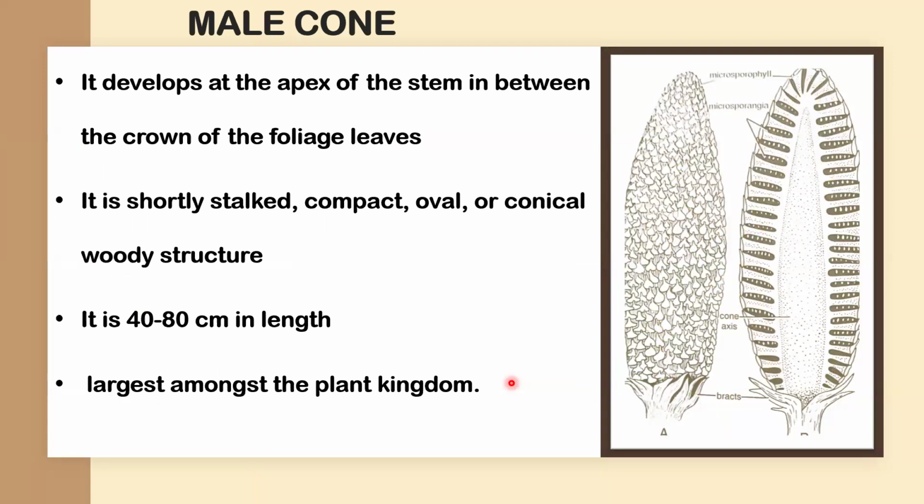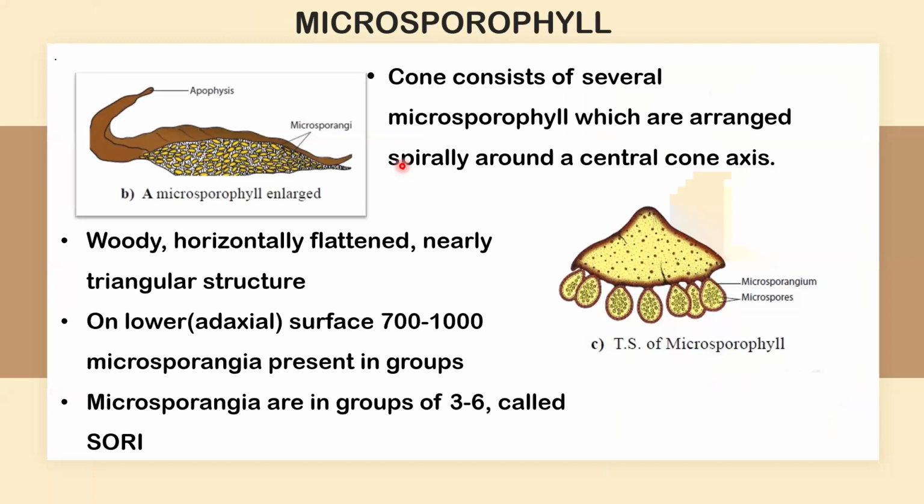This was all about the male and female reproductive structure. Now, studying in depth, we've come back to the male cone. As we discussed earlier, male cones are the male reproductive structure and they develop at the apex of the stem in between the crown of foliage leaves. They are short, compact, oval, conical, woody structures and largest among the plant kingdom. In the male cone or strobilus, there are several microsporophylls which are arranged spirally around the central cone axis. A single microsporophyll is a woody, horizontally flattened, and nearly triangular structure.